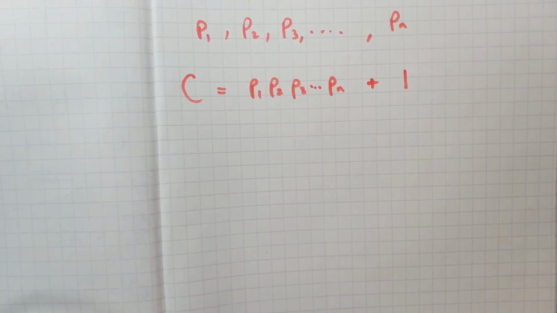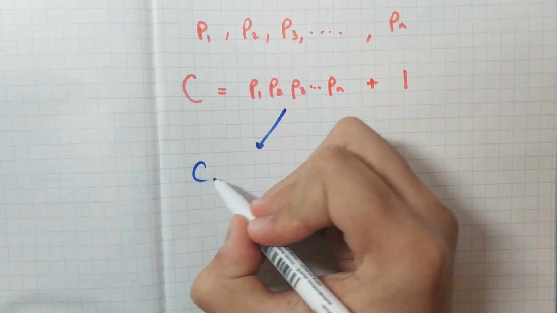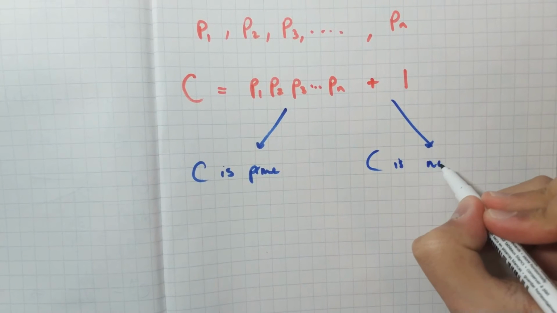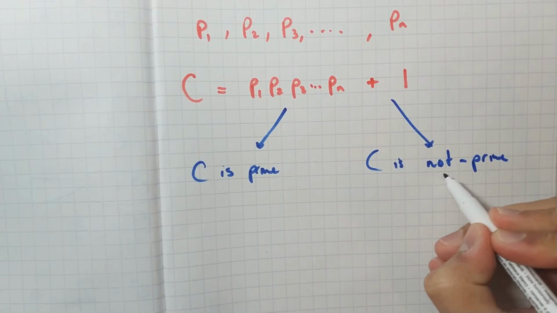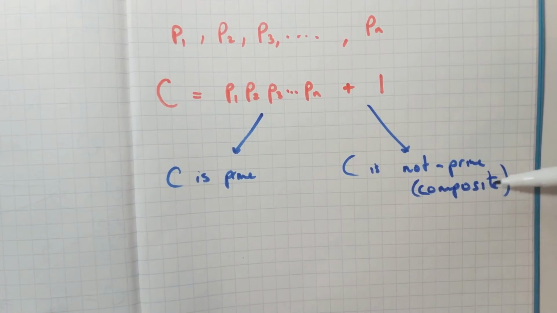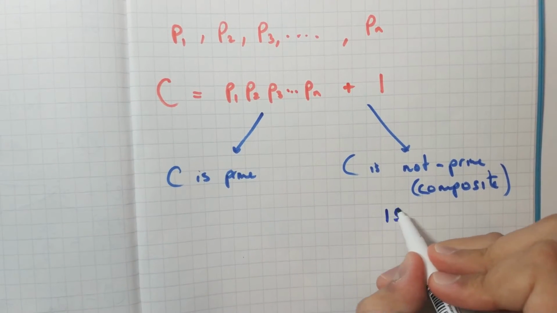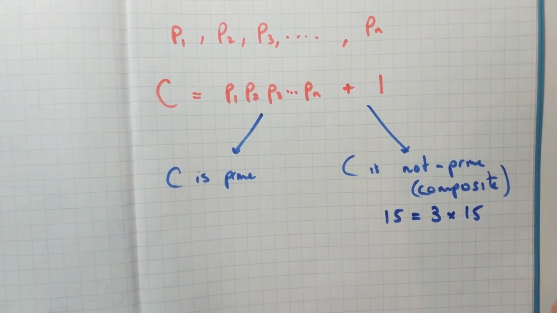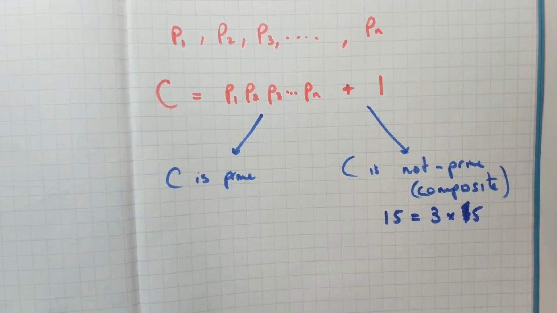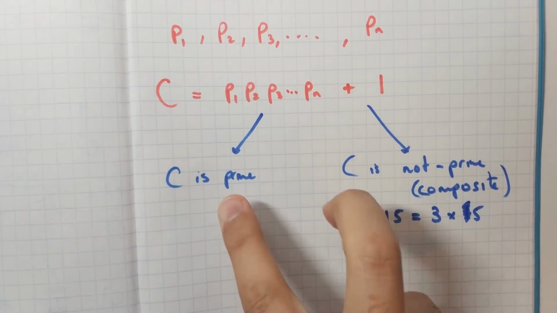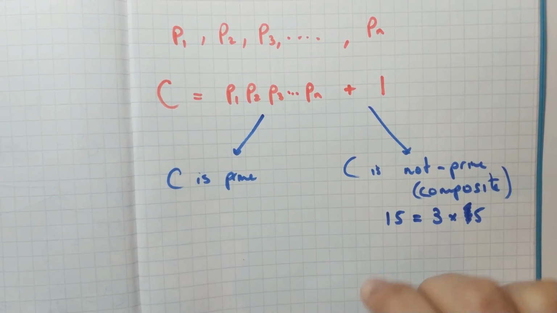So we've got two cases: C is prime, or C is not prime. We have a word for that: if it's not prime, we call it composite. A composite number just means that it's composed of other primes. For example, 15 is not a prime number, but it's composed of the primes 3 and 5. 3 times 5 gives me the 15. Every number bigger than 1 is either a prime or a composite. It can't be anything else. So we've broken it down into two cases, and we're going to deal with one at a time.